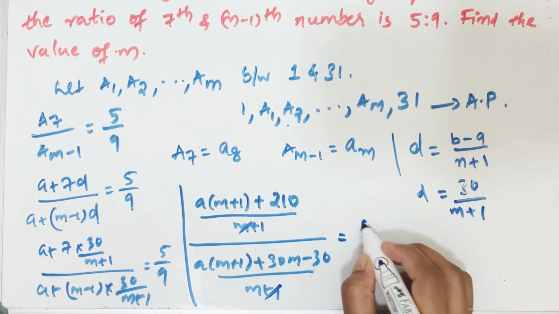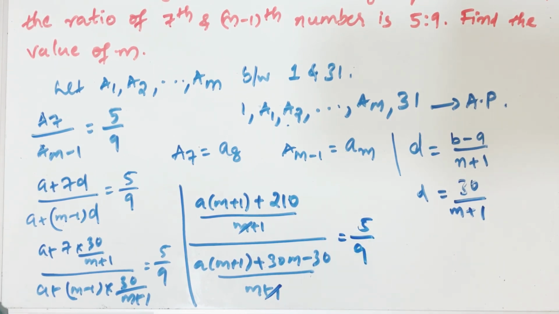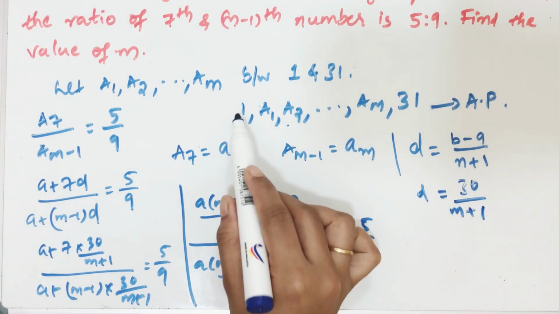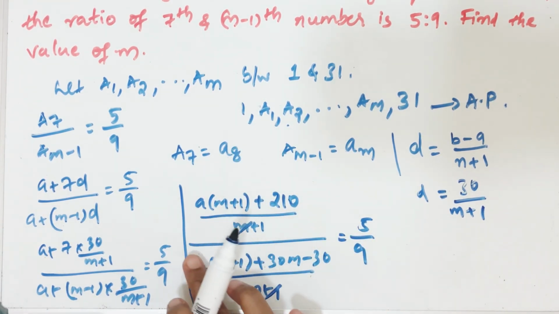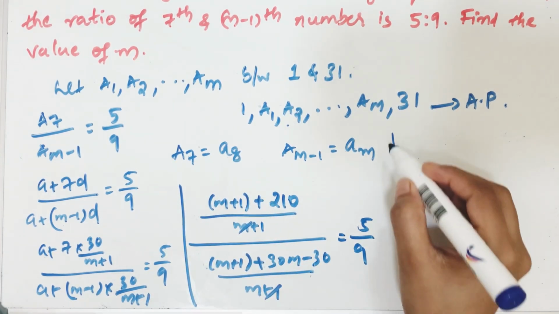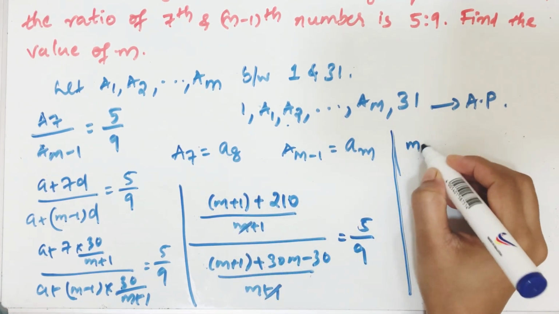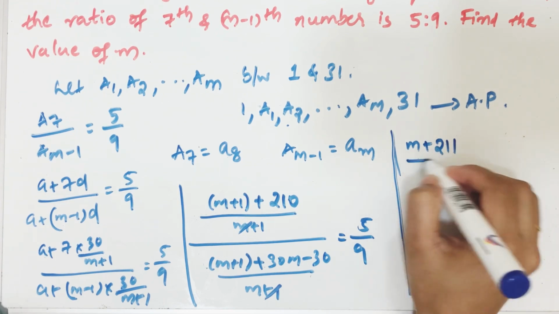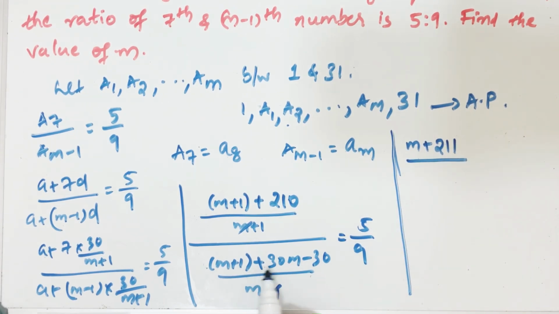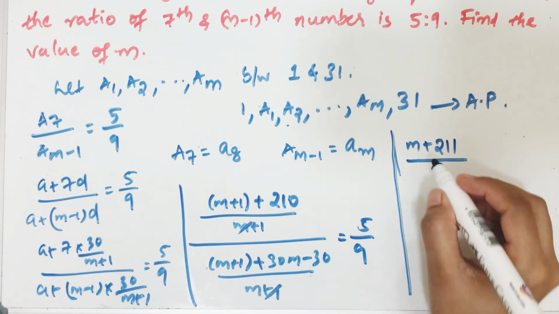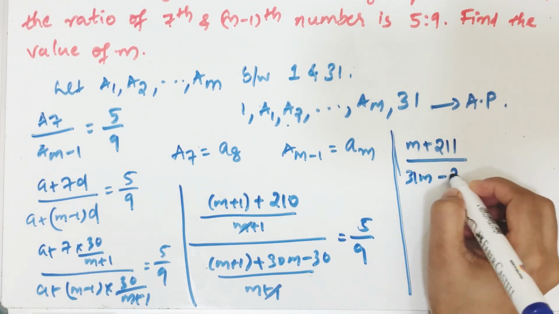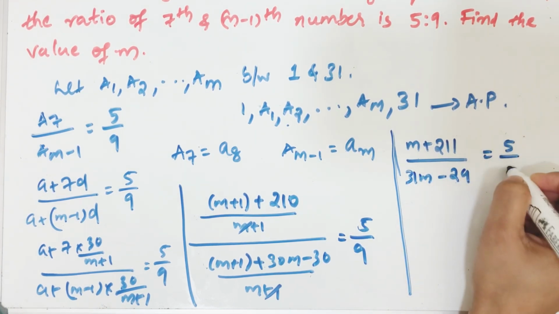It is equal to 5 by 9. We have the first term as 1, so we can remove this a. 1 into m plus 1, 1 into m plus 1. This is m plus 1 plus 210. That is m plus 211 by m plus 1 plus 30m minus 30. That is m plus 30m is 31m plus 1 minus 30 is minus 29. 31m minus 29 equal to 5 by 9.